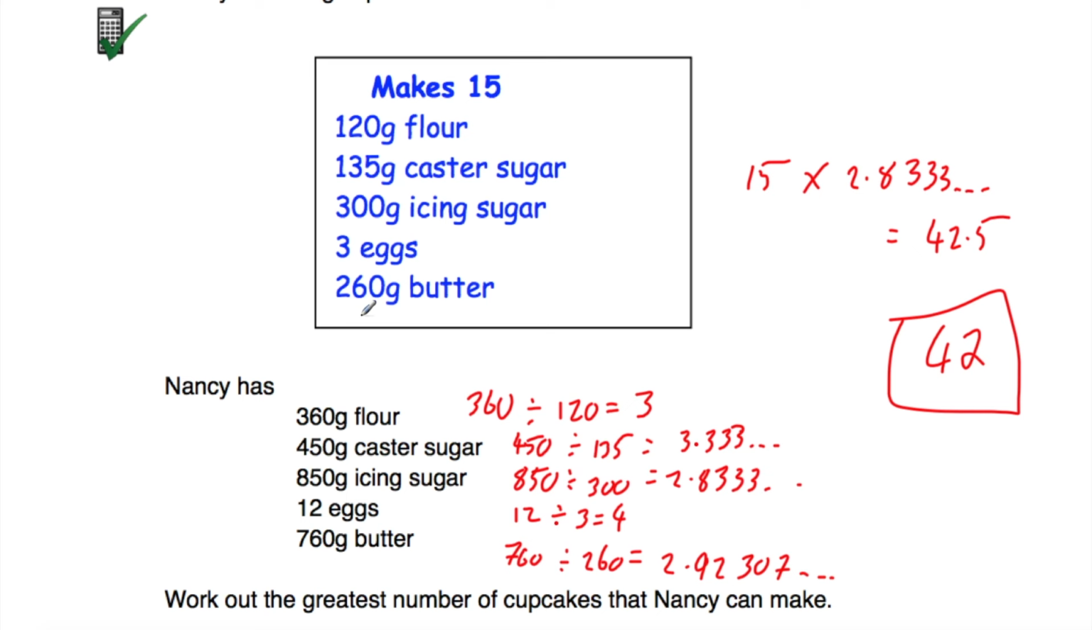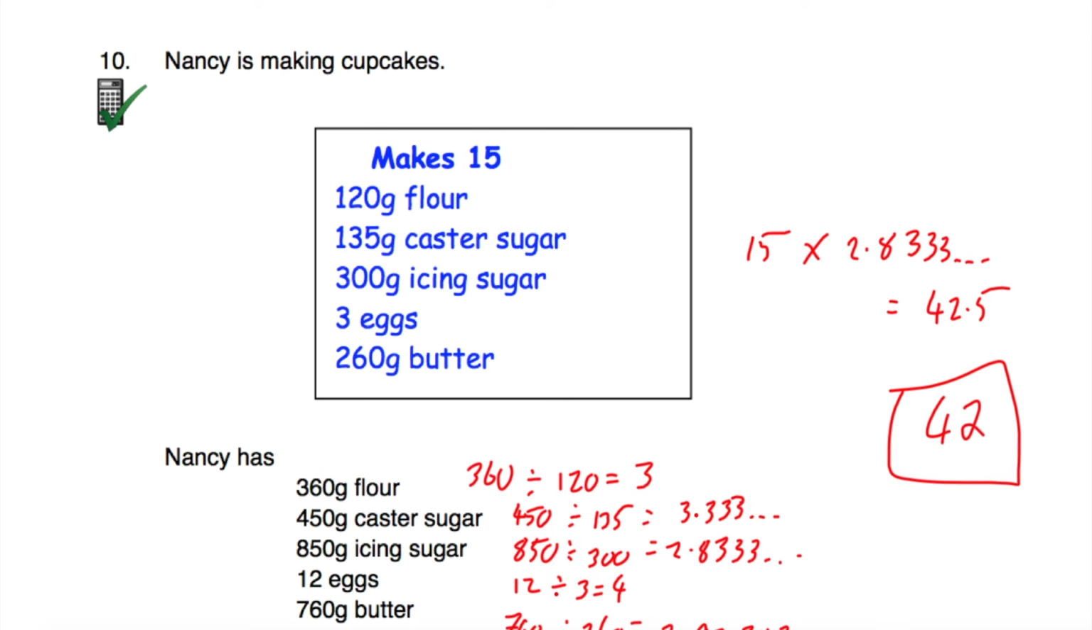So just to recap, in this question I divided how much of each ingredient she had by how much she needed for the recipe, and then I focused on the one that was limiting her, the one that was the least times as much. So here the icing sugar was limiting her. The butter came shortly after, but the icing sugar was the main thing limiting how many times she could do this recipe. It was 2.8333 and so on times the amount of icing sugar she needed. Because this recipe made 15, if we times the 15 by that 2.8333 and so on, she had enough icing sugar to make 42.5 cupcakes. But the question says what's the greatest number of cupcakes she can make? That's complete cupcakes, so that would be 42, and that's it. So we've answered question number 10.